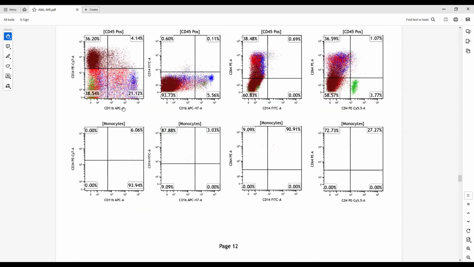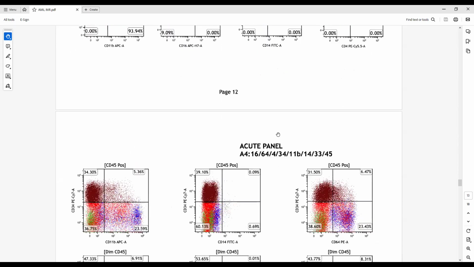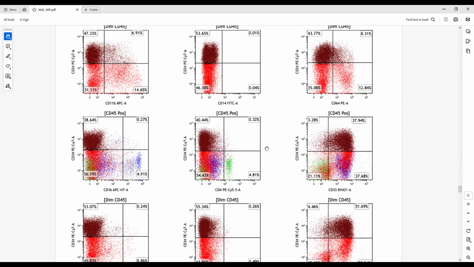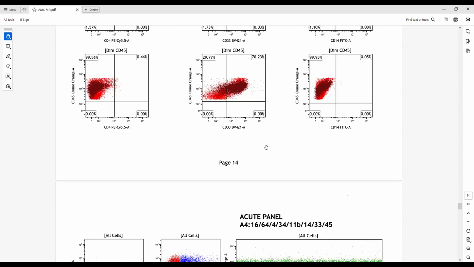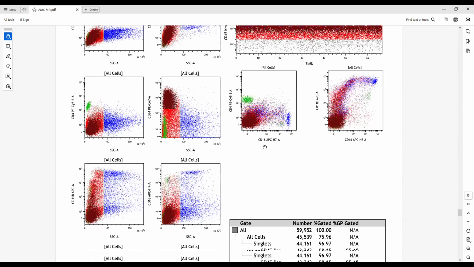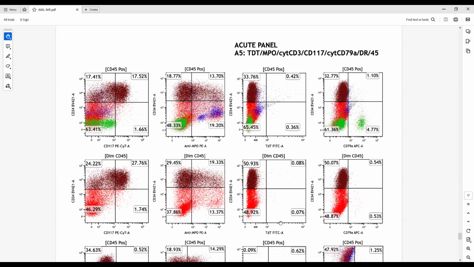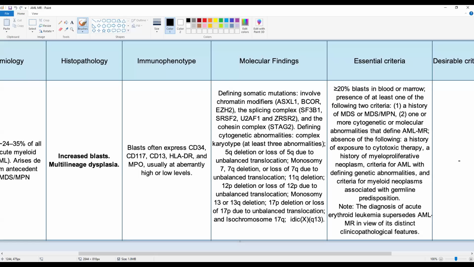Here we're looking at our monocytic tube. The blast population is negative for CD11b, CD14, CD16, and it's dim for CD64. So we don't have expression of monocytic markers by flow cytometry. And lastly here, our blast population is dim for MPO, and it's negative for TDT and CD79A. So this is the general immunophenotype for cases of acute myeloid leukemia, myelodysplasia-related.